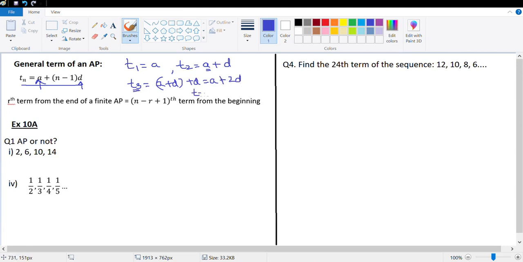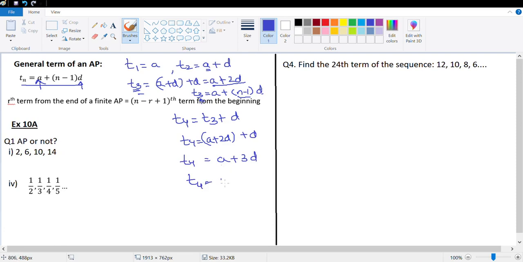T3 is equal to A plus n minus 1 times D. In this case, n was 3, so 3 minus 1 times D. Let's take one more example. If I have to calculate T4, that will basically be T3 plus D. T3 we calculated was A plus 2D. So T4 is equal to A plus 2D plus D, which is equal to A plus 3D. In the nth form, T4 is equal to A plus 4 minus 1 times D, which gives Tn is equal to A plus n minus 1 times D. That's the basic formula. The nth term of an AP can be figured out by the formula A plus n minus 1 times D.